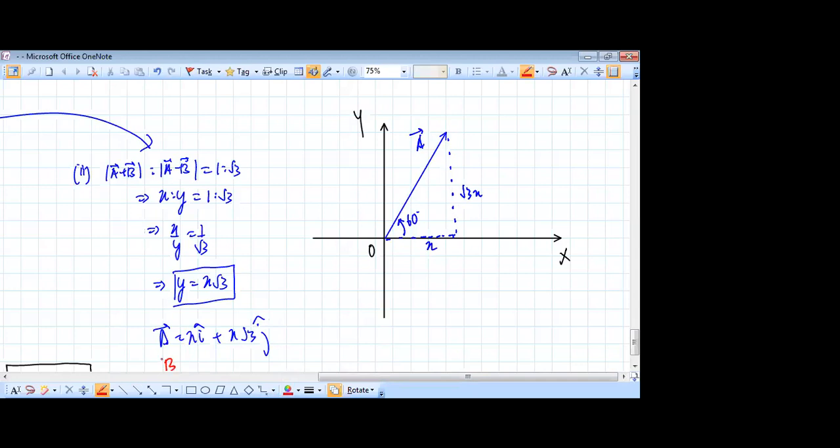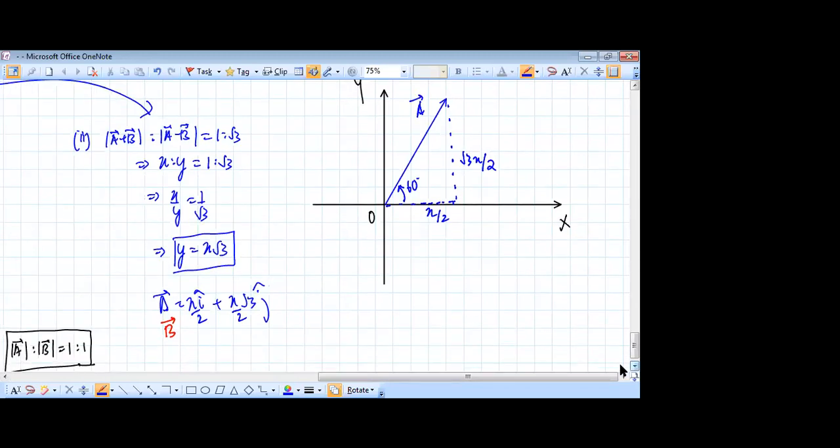Okay. Now similarly, what will the vector B become? The vector B was, sorry, this is x by 2 i cap, there's also by 2, my mistake, plus y by 2 j cap. So this will become x by 2 times √3. But the ratio is the same, so the angle is the same. Okay.